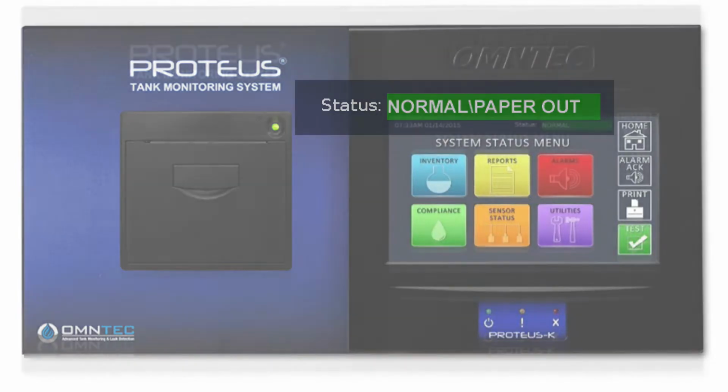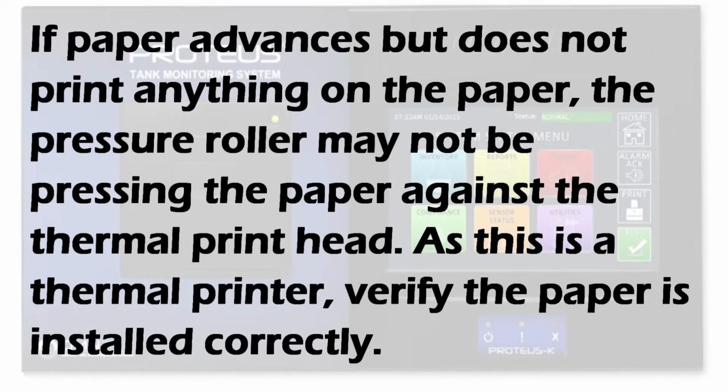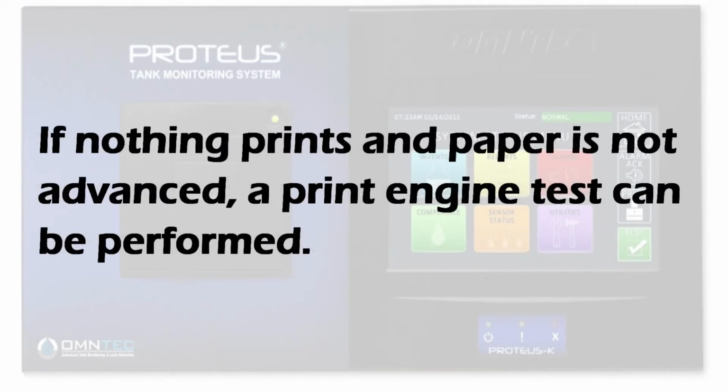may be overlooked. If paper advances but does not print anything on the paper, the pressure roller may not be pressing the paper against a thermal print head. As this is a thermal printer, verify the paper is installed correctly. If nothing prints and paper is not advanced, a print engine test can be performed.